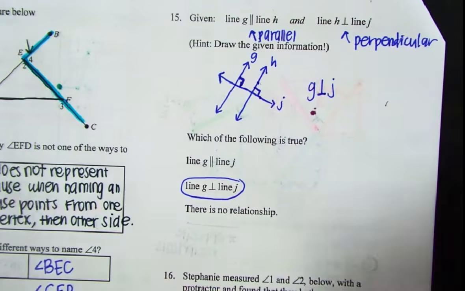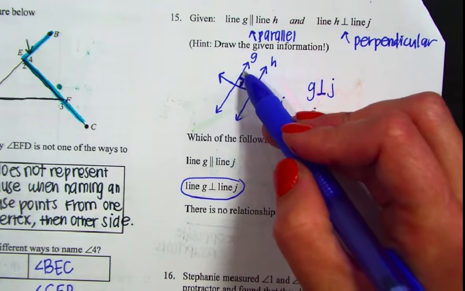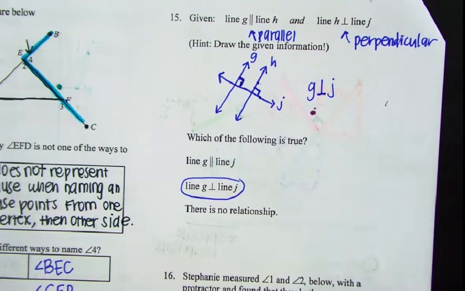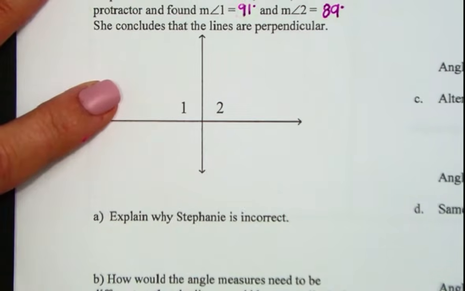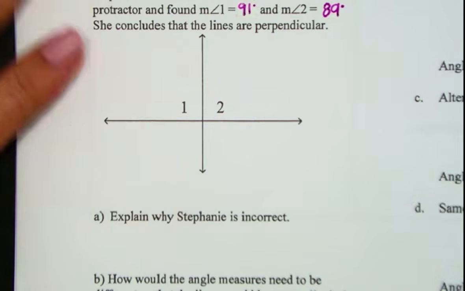So that would be our answer. They also cross here, J and G, at the 90-degree angle. 16, we want to take note that there was a mistake on the practice test.